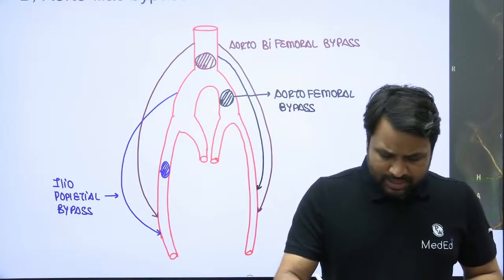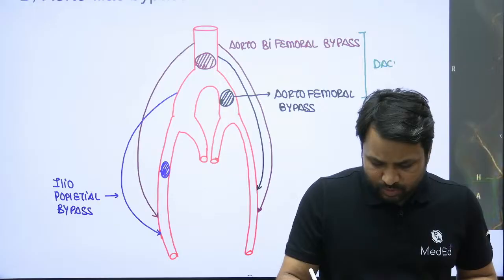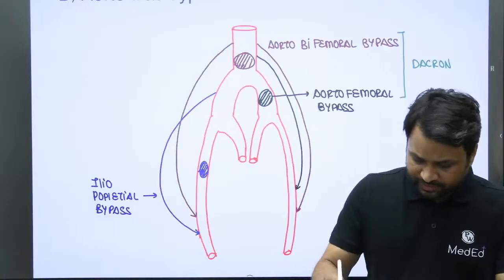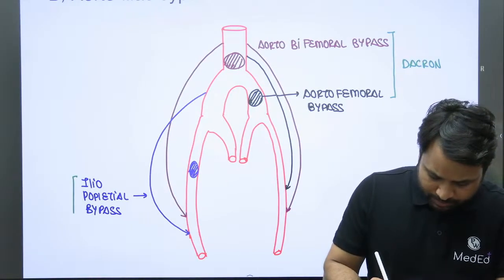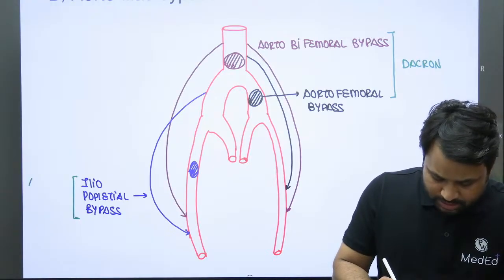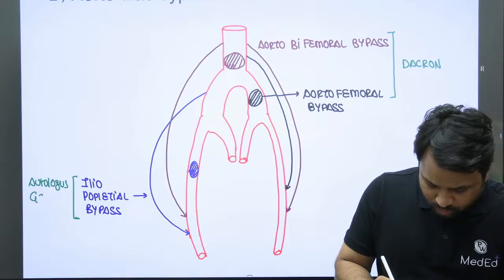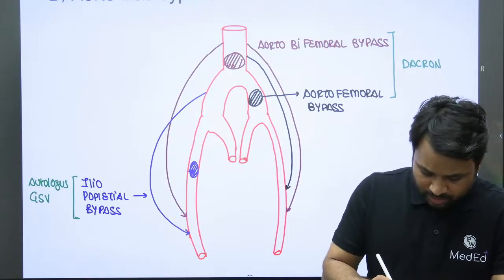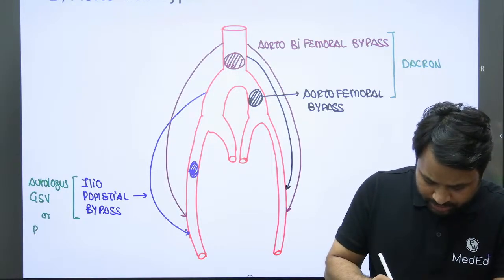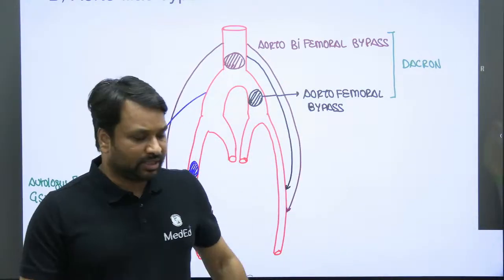If at all they want to ask in the exam, they'll ask you what is the material used for these two bypasses. We will use Dacron. And if it comes to iliopopliteal bypass, what is the material that you're going to use? You're going to use an autologous great saphenous vein, or you can use a polytetrafluoroethylene graft. PTFE, that is your polytetrafluoroethylene graft, can be used.